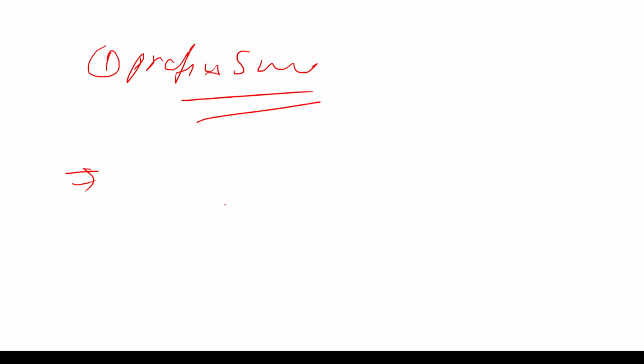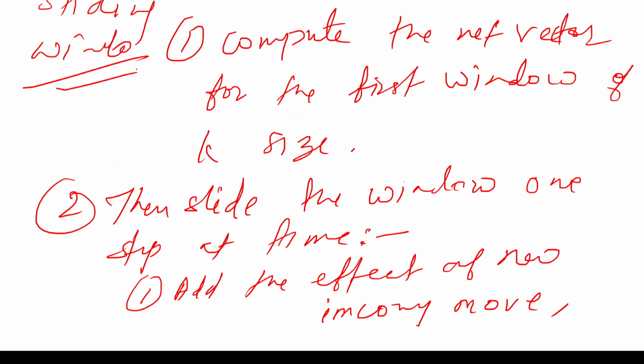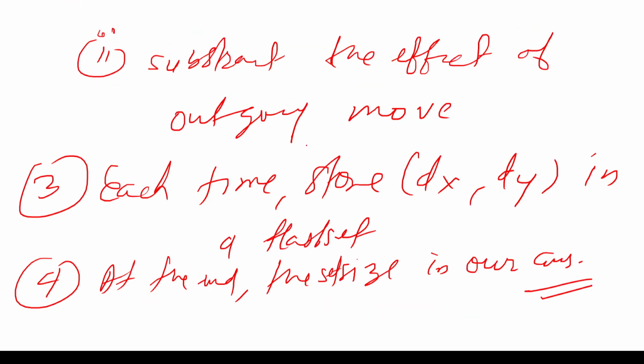Let's recap what we need to do. Very first, we will use the sliding window. We'll compute the net vector for the first window of size k. Then we'll slide the window one step at a time, add the effect of the new incoming move, then subtract the effect of the outgoing move, and each time we'll store dx and dy in the hash set, and at the end the size is our answer. Understand what we need to do?